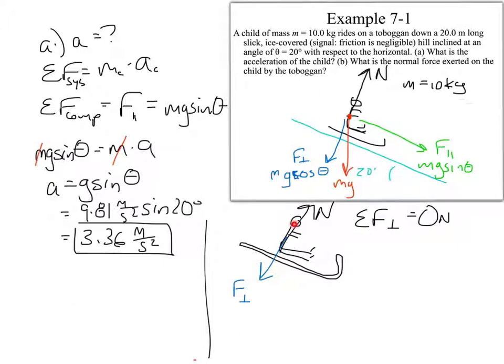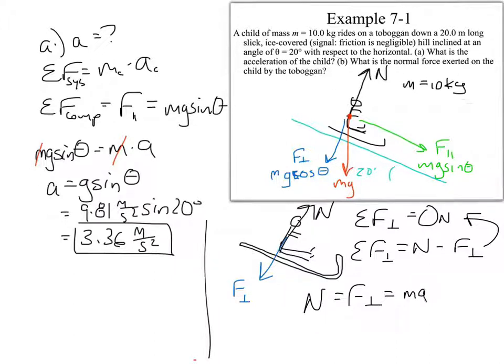So we can say then that all those component forces in the perpendicular direction, we'll call the normal force positive and the force perpendicular negative, are equal to 0. I think you can see easily that the normal force is going to be equal to the force perpendicular. What's a more exact definition of the force perpendicular? That is mg cosine theta.